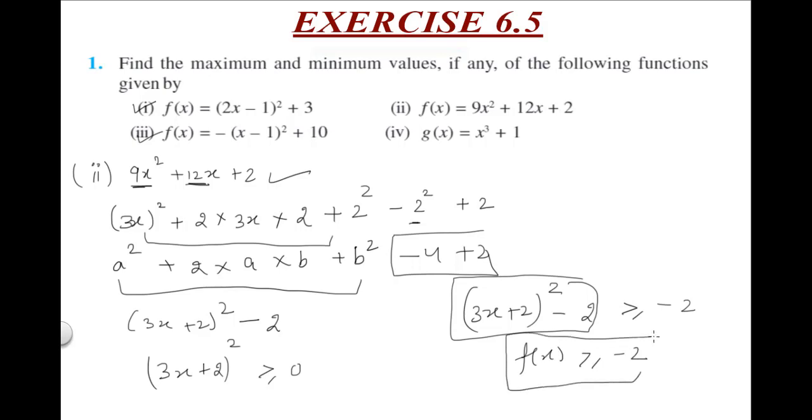So what we get from here is that the function value will be either minus 2 or greater than this. So the minimum value is what? Minus 2, and it will go up to infinity, so we can't say anything about the maximum value. So we'll just write no maximum value and the minimum value is minus 2. Right? Similarly, you can go with the fourth part of the question. In it, g of x is given as x cube plus 1. So you can again continue with the solution of this as we have done in the 3 parts. Clear?